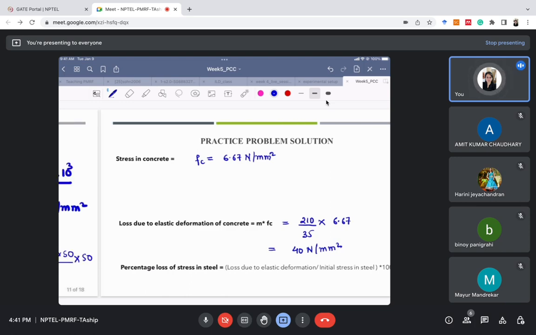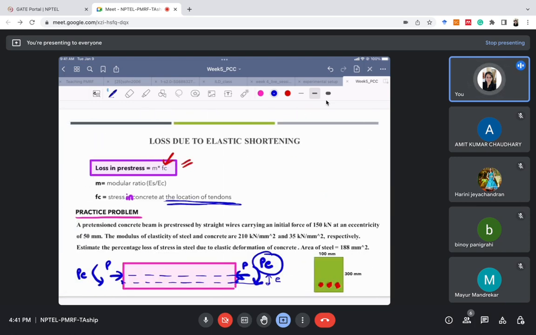Very simple formula. So how will you approach this problem? If this question is given to you, after you read that you have to calculate the elastic deformation, quickly this formula should come into your mind, that the formula is m into Fc. Now you will find all the things which are required. m is easy to find out, as either it would be given, or the values of Es or Ec would be given. The main thing is the stress in concrete at the location of the tendons. Now in GATE, you do not need to shift everything. You would know that whenever there is a pre-stress, there will be a P and there will be a PE, right?